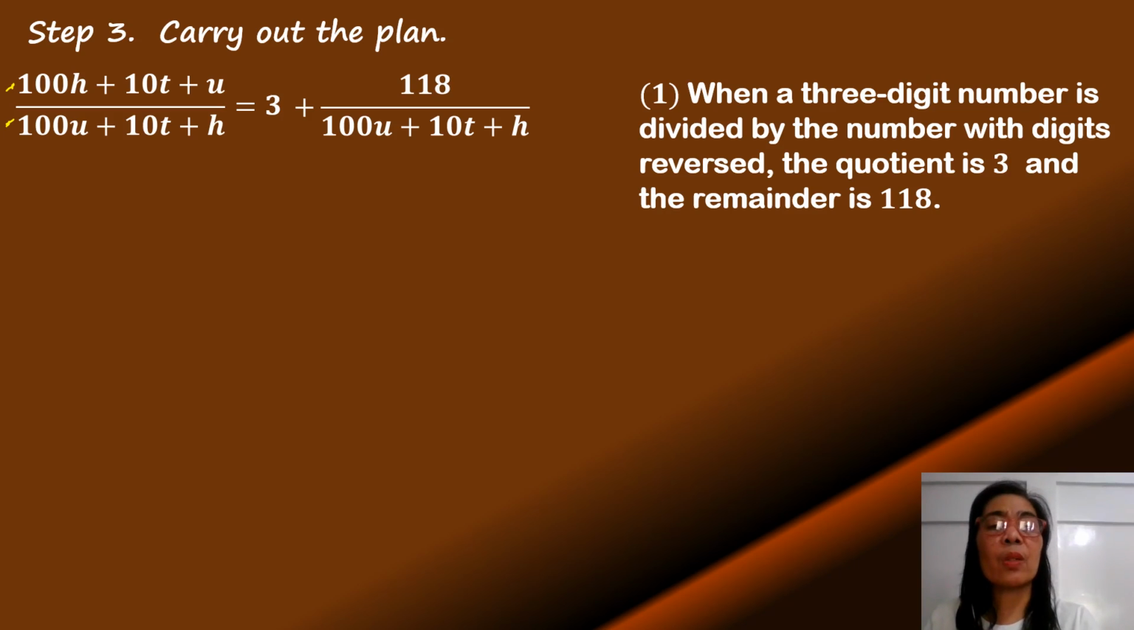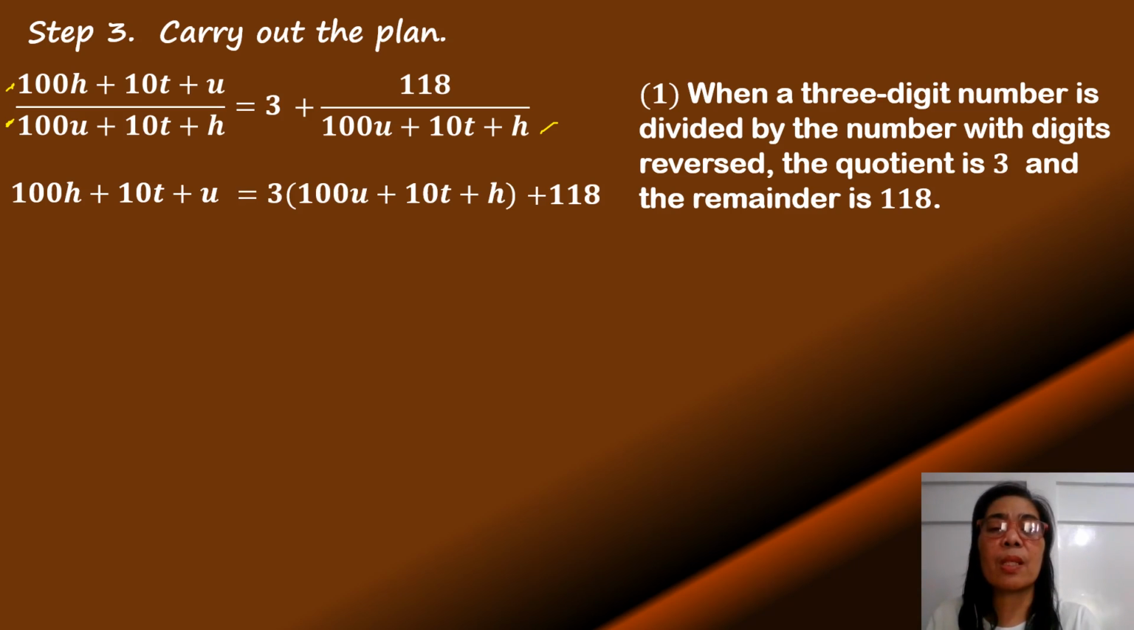Then we simplify the equation by multiplying by the LCD, which is equal to this denominator, 100u plus 10t plus h. So we have now 100h plus 10t plus u equal to 3 times the LCD. We'll have 3 times 100u plus 10t plus h. And in the last term, the denominator cancels out, so what remains is 118.